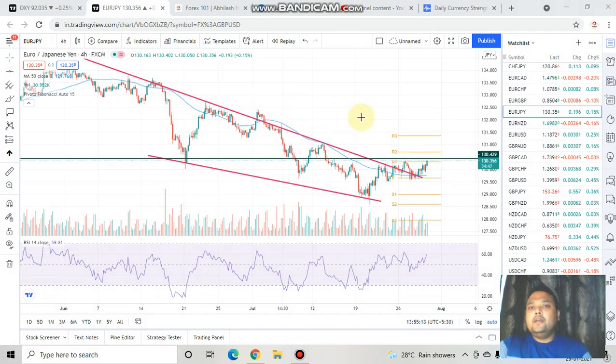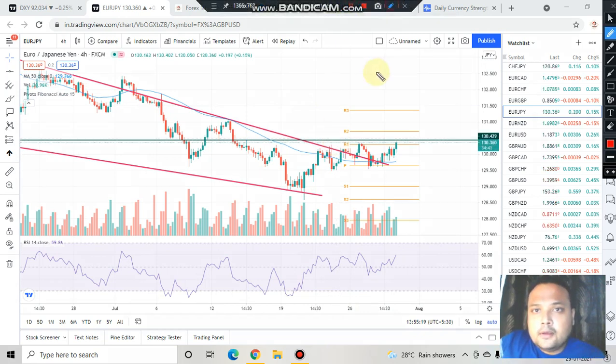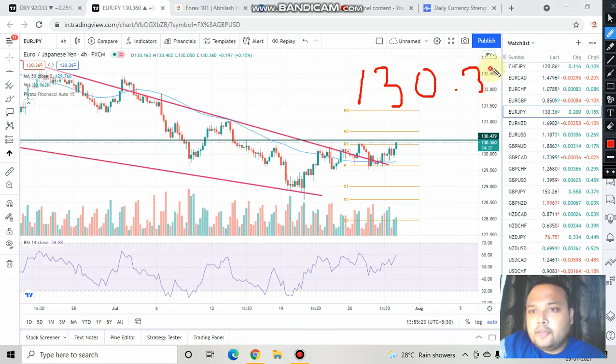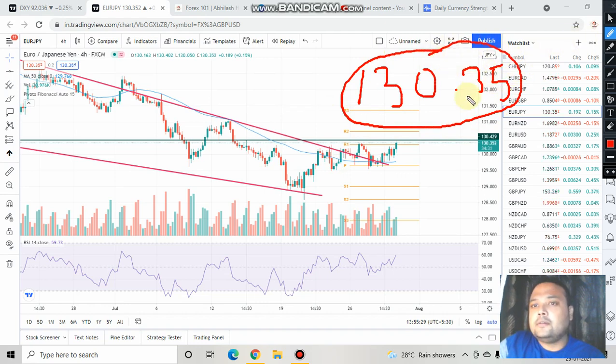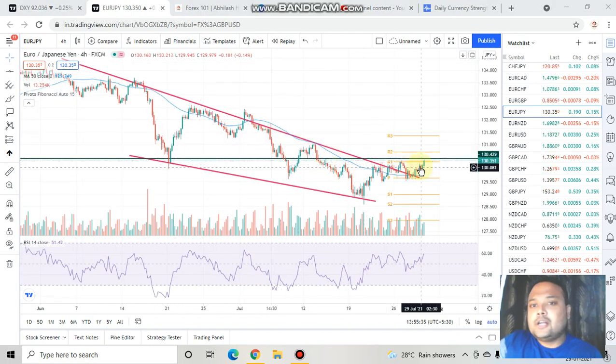And if we look closer here, you can see that I have also drawn one line here, 130.35. You can see that this line is also important for the market. Let me show you why. Because if you look at the chart here, you can just think that okay, this may or may not be a resistance for the market.